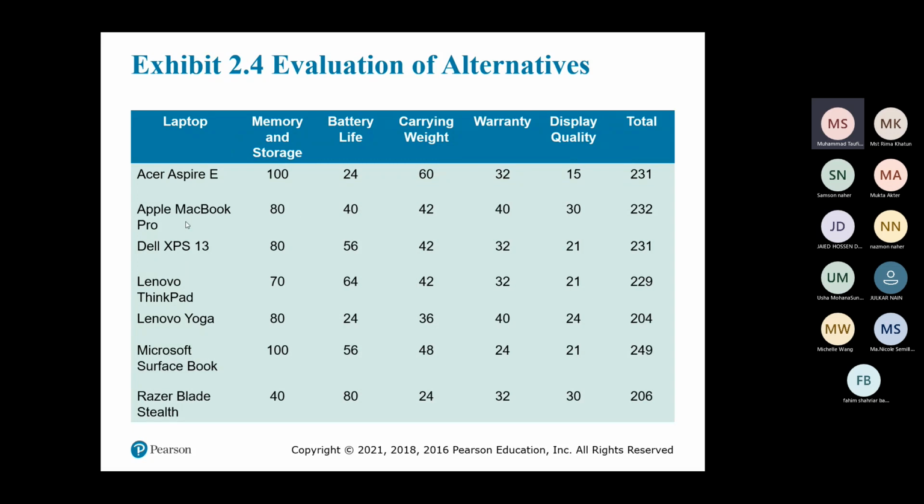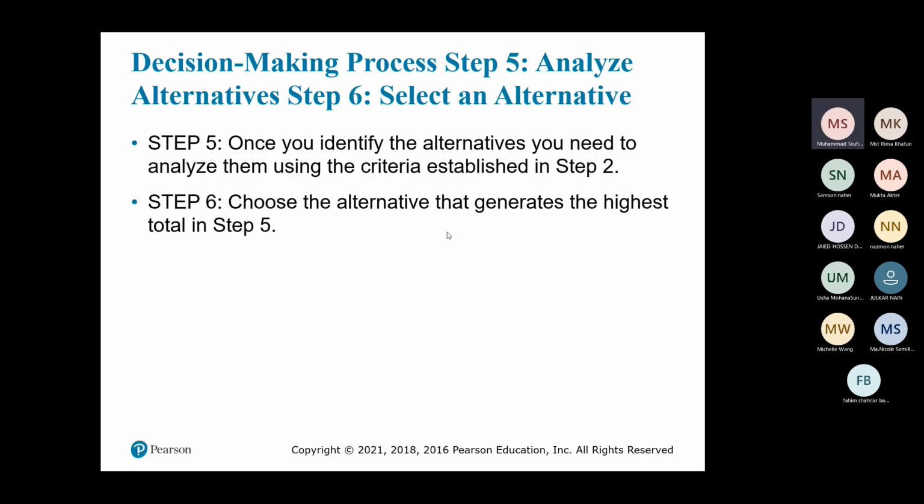And then after you are done with the multiplication of weightage by score, you total up the numbers, then you get your total marks, total score. So this is step number 5, you evaluate your choices. And then you go to step number 6, which is choose the alternative that generates the highest total in step 5.